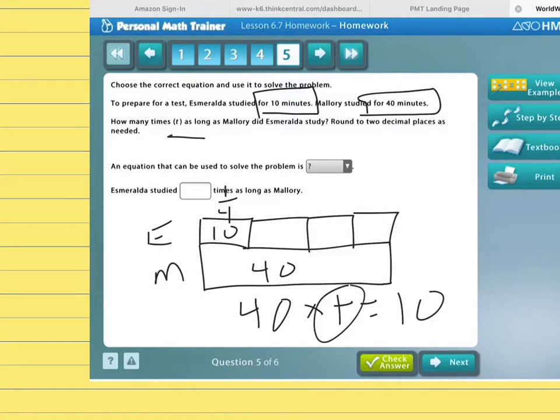Well, what number can I plug in for T that gives me a number less than 40? It's got to be a fraction. So I'm thinking it's 1/4. Let's check out the view example.